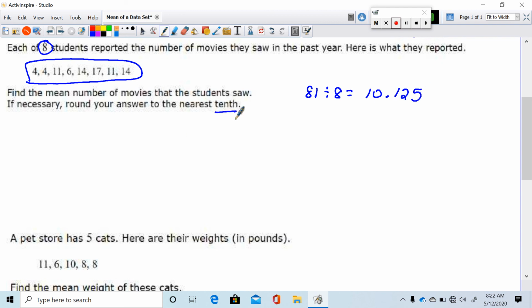But they want the nearest tenth, so a tenth has 1 zero, so you want one number after your decimal. So you have to decide if it's going to stay or if it's going to go up. You look at the number beside that. If it's less than 5, you leave it alone. So we're going to call this 10.1 is the mean number of movies that they saw.